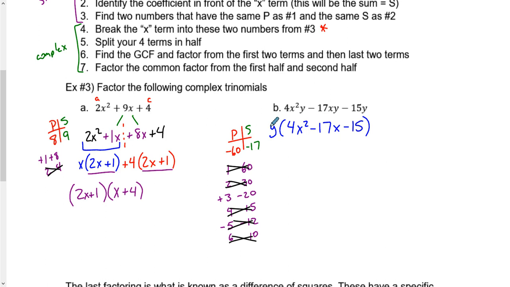Now I'm just going to kind of ignore our y just for a moment, while we break down our negative 17x into a positive 3x and a negative 20x.